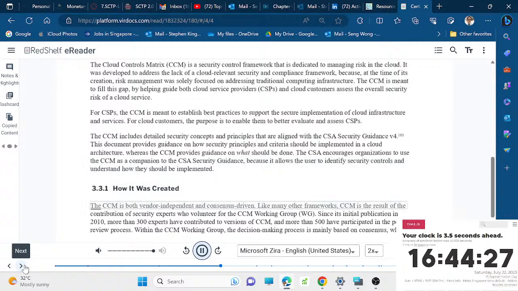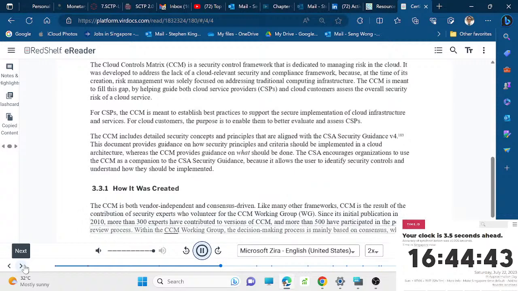3.3.1 How it was created. The CCM is both vendor-independent and consensus-driven. Like many other frameworks, CCM is the result of the contribution of security experts who volunteer for the CCM Working Group, WG. Since its initial publication in 2010, more than 300 experts have contributed to versions of CCM, and more than 500 have participated in the peer review process.